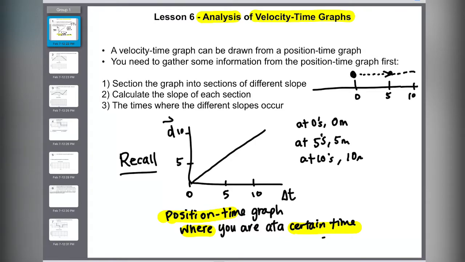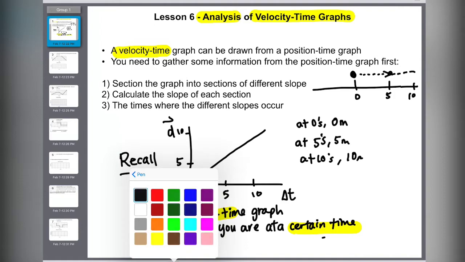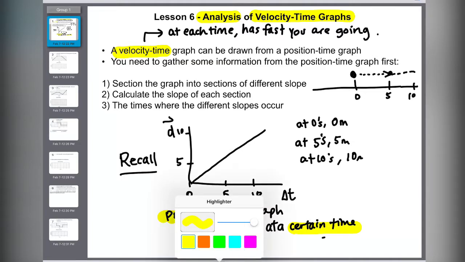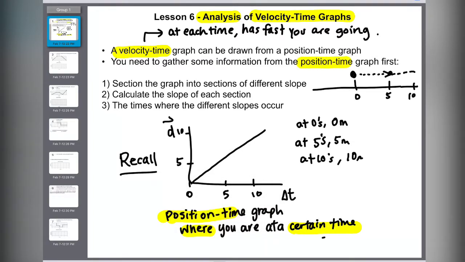Now we're changing the graph. Instead of graphing the location or the positions, we're now going to draw the velocity. So at each of the times, how fast you are going. And that's what a velocity time graph is. A velocity time graph is, at each time, how fast you're going. So what that means is, if I'm given a position time graph and I wanted to make a velocity time graph.